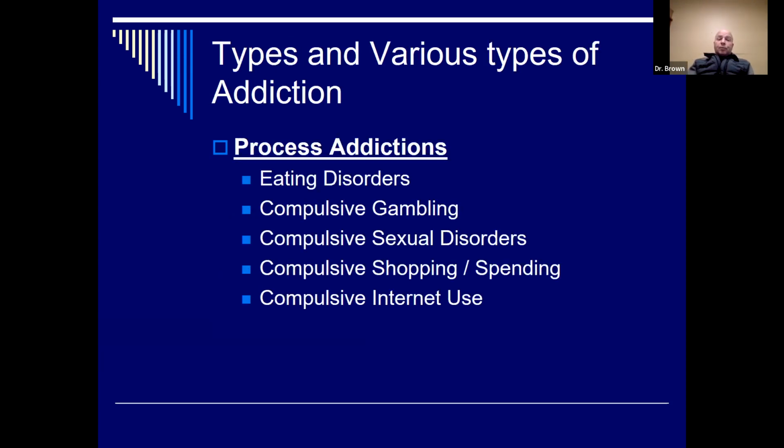So the process addictions are eating, compulsive gambling, compulsive sexual disorders, compulsive shopping or spending, and compulsive internet usage. You see, these are not substances, okay? These are processes, okay? And it's very important for those of you in class that have kids or plan on having kids to make sure that you limit your kids' social media use or their TV use. Because one thing that we're seeing is more and more kids are being diagnosed with diabetes and elevated BMI or obesity when they're younger and younger.